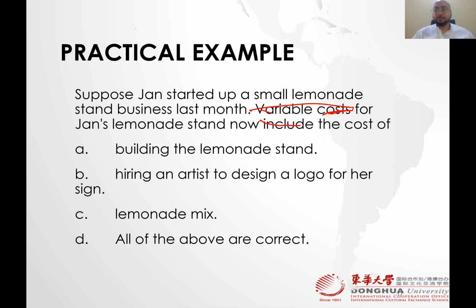Gustavo, I think it's D. Yes. Mm, building the lemonade stand is a variable cost? No, I don't think so. So D cannot be the answer, right? It means we have to choose one of the others. It's not like we sell more lemonade, so we build more stands. It's not like we make one lemonade, we build a small stand, two lemonades, we increase the size of the stand. So A cannot be the answer. How about hiring an artist to design a logo for her sign?